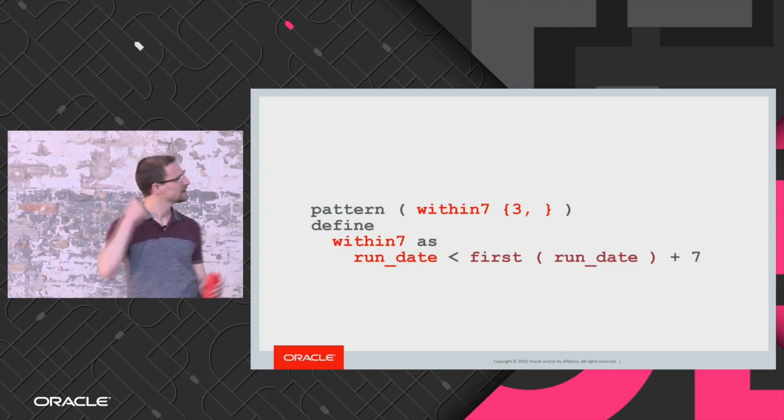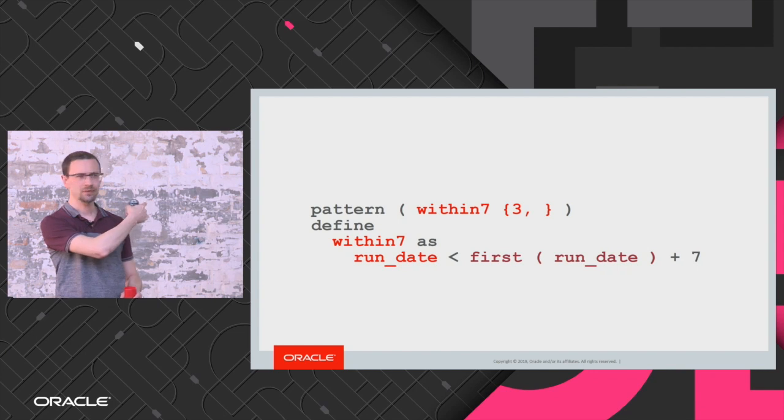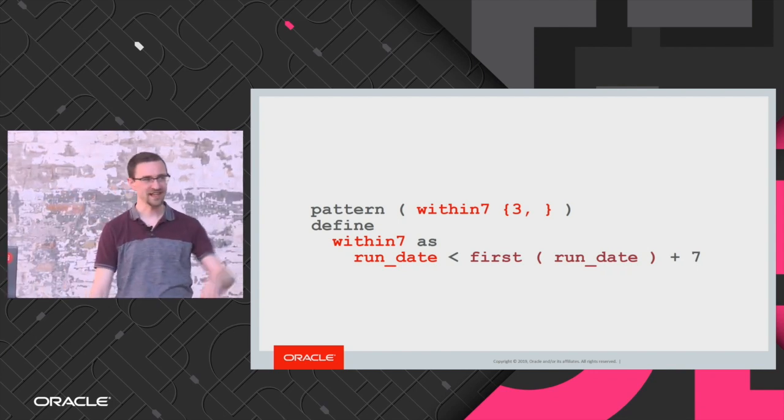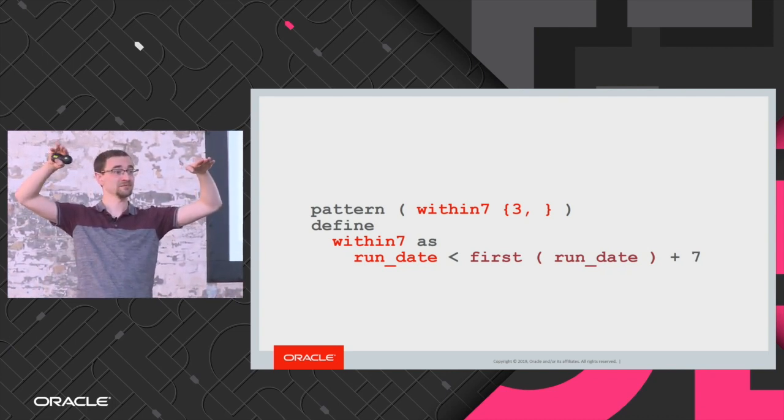And you might go, hang on, didn't I have that start variable, the start always true variable? Why don't I have that now? Well, for the first row in the data set, we are saying, is the date less than the first row plus 7?